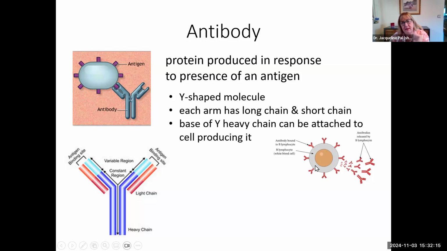Like the B cells that are going to be producing it, and the B cells can release them so they can be floating in the interstitial fluid or floating in the blood. They're going to be released by the cells that produce them. And if we look at these short arms, there's a part of it that is variable in nature. And so what that gives us is an antigen binding site. It gives us the area of that antibody where the antigen will bind.